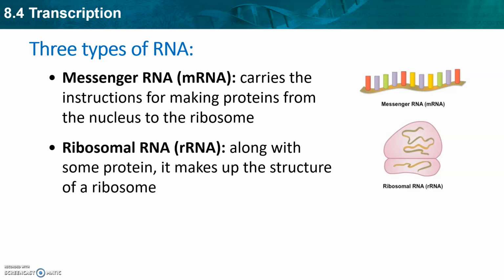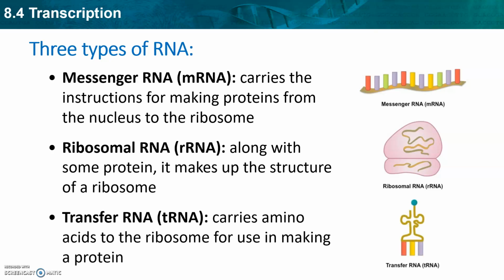Ribosomal RNA, or rRNA. The ribosome itself, remember we talked about ribosomes not being membrane-bound organelles. Well, that is because the ribosome is just made out of RNA and some protein. So the ribosomal RNA is the RNA that literally makes up the structure of the ribosome. And then it's held together with various proteins, which also is an important component of a ribosome.